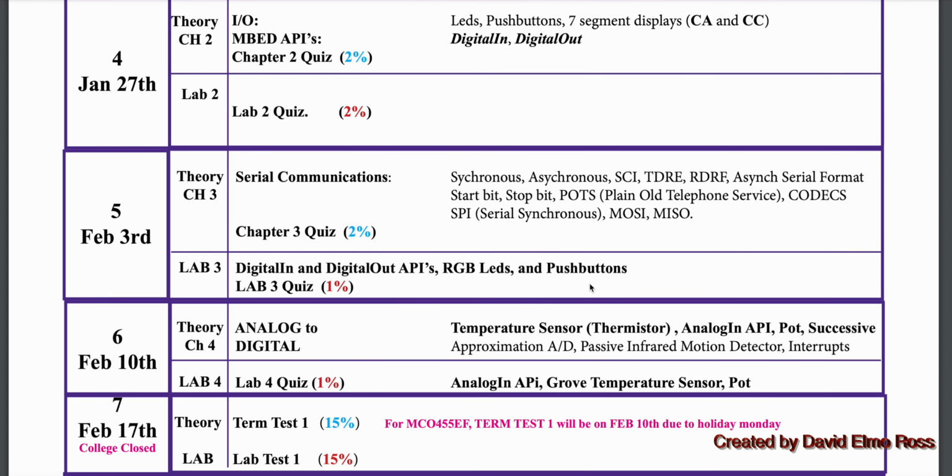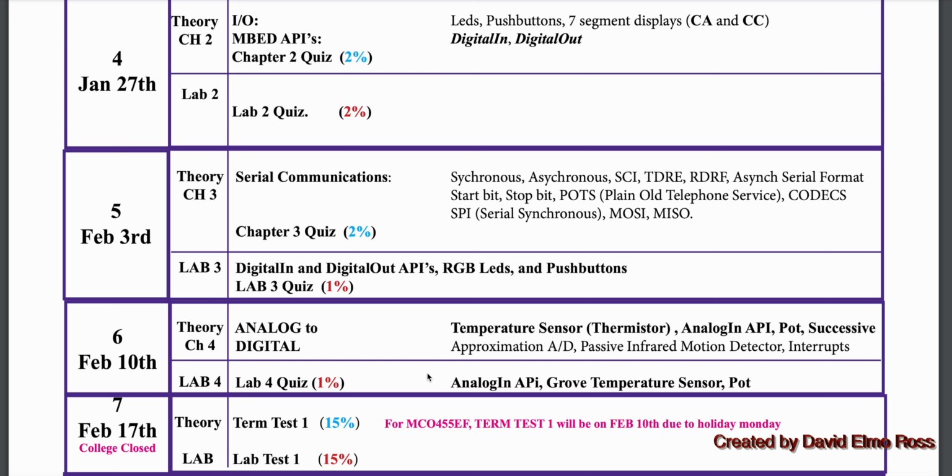As we go down through the first page of the addendum, we'll find that the college is closed on February 17th, which is a Monday. Under important dates and deadlines, you'll find this information. But what that means is MCO455EF, which would normally have its term test 1 here, cannot have its term test 1 here because Monday the college is closed.